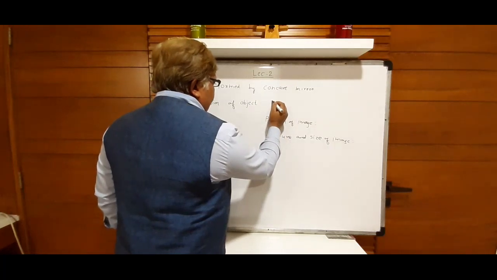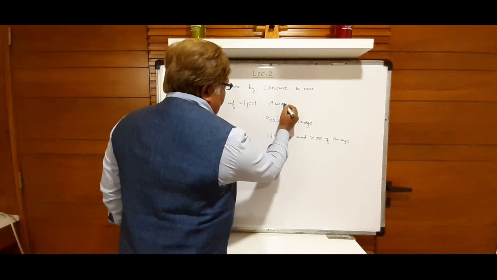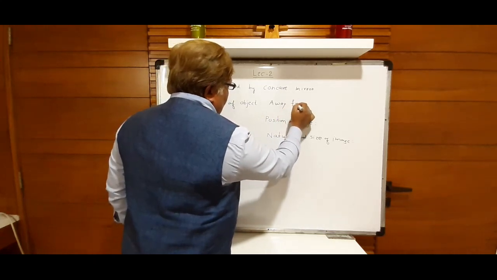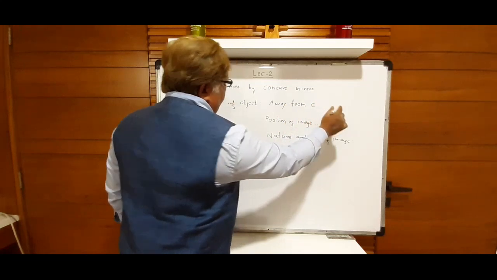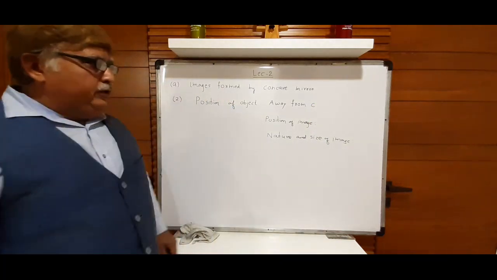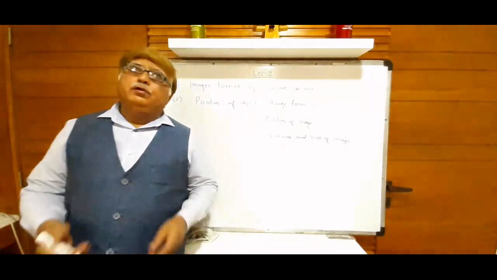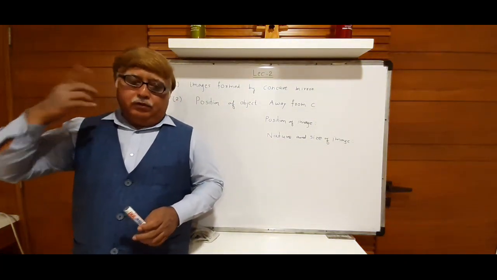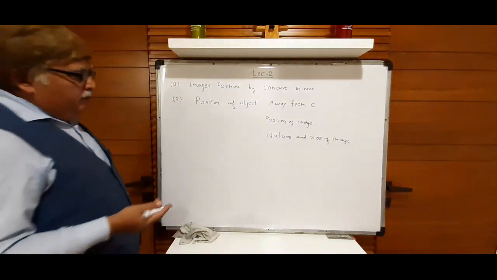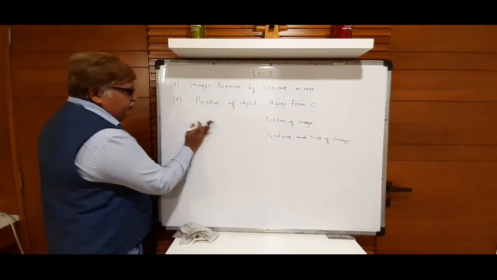So position of object, it is away from, I am just writing C, you can write center of curvature. Full word you can also write, away from center of curvature, or you can write away from C. Both words are okay. Away from C means away from center of curvature.